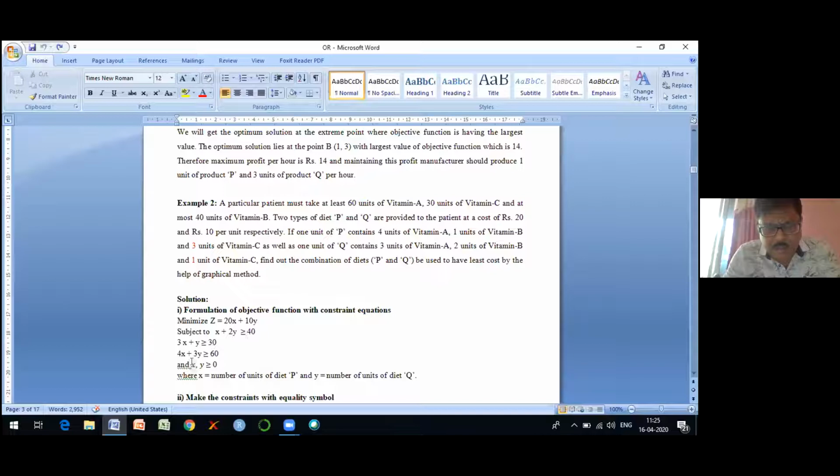Yes sir. In case of 4x plus 3y, it is also greater than equal to, because the minimum requirement is 60. And if it is more than 60, there is no problem. But in this case, if it is more than 40, there is a problem, because maximum you require 40 units, at most. At most means maximum. This is just the opposite word of at least, right?